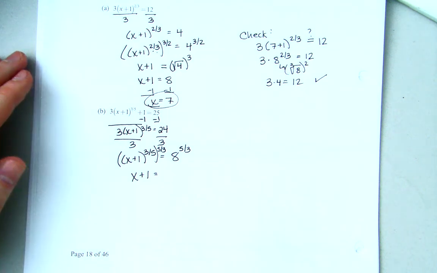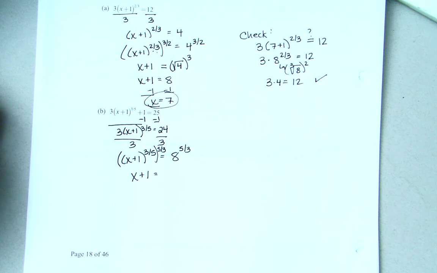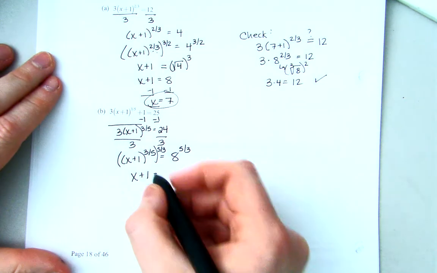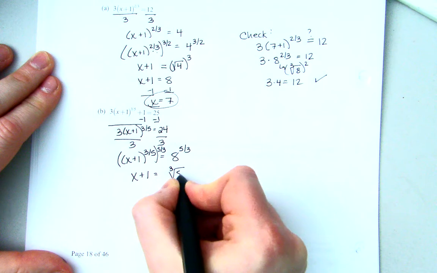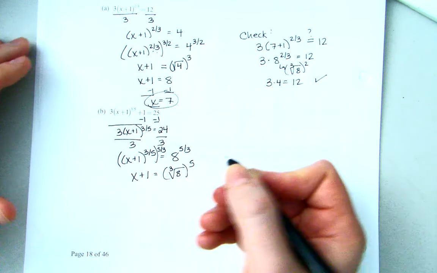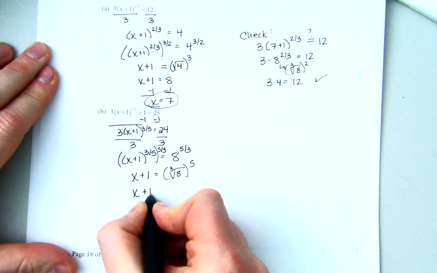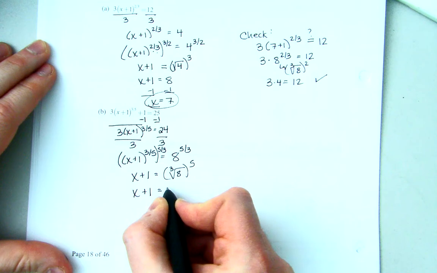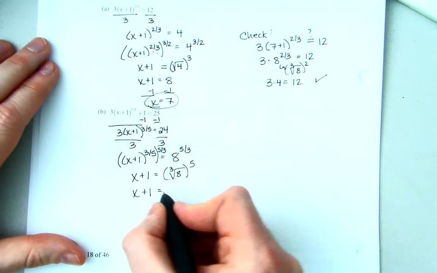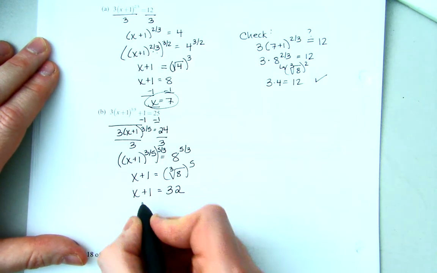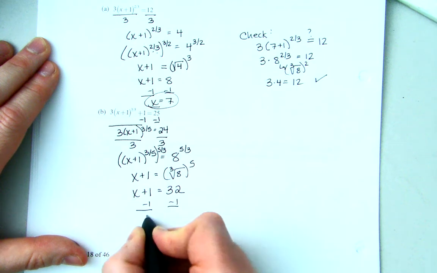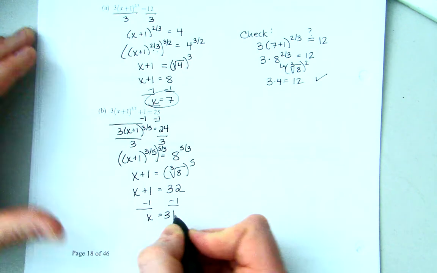How do I do 8 to the 5/3? Cube root of 8 to the 5th. What's the cube root of 8? 2 to the 5th? 32. We're going to get x plus 1 equals 32. Subtract 1 from both sides, and your possible solution should be x equals 31.